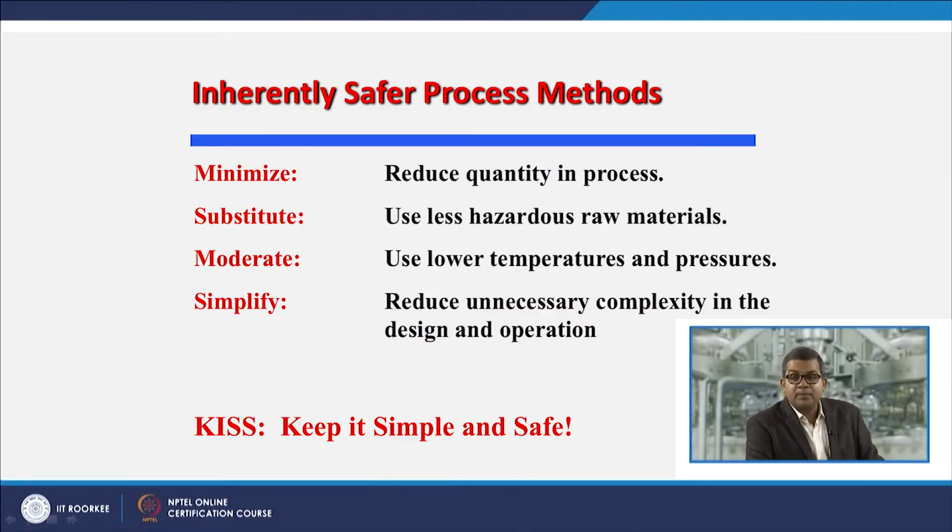There are again four integral parts of inherently safer process. Minimize: you reduce the quantity in the process. Again, go back to your optimization process and chemical kinetics. Then substitute: use less hazardous raw materials. Sometimes you will find that dealing with concentrated H2SO4 is more complicated compared to the lower concentration of H2SO4.